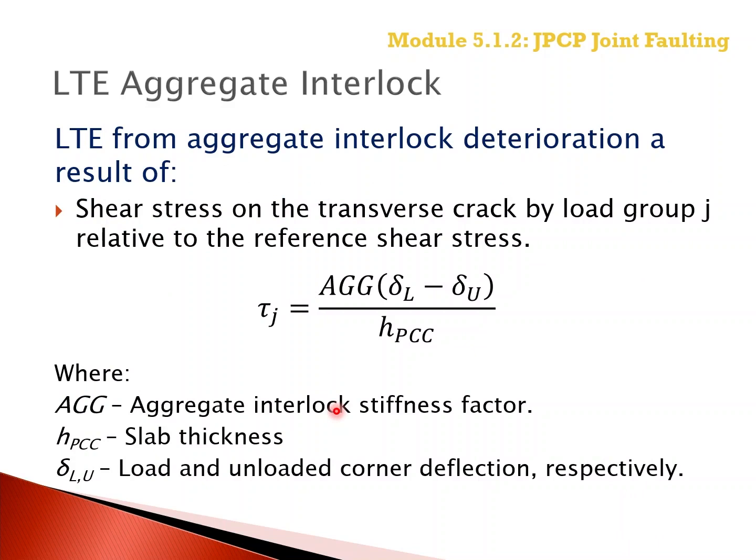As noted on the previous slide, the load transfer efficiency component from the aggregate interlock is dependent upon the shear stress on the aggregate faces along the corner of the transverse joints. The shear stress is calculated by the equations included on this slide from the aggregate interlock stiffness factor, the slab thickness, and the corner deflections of the loaded and unloaded slabs.